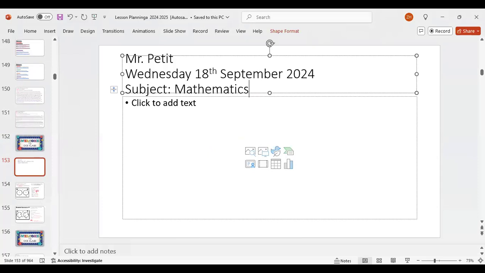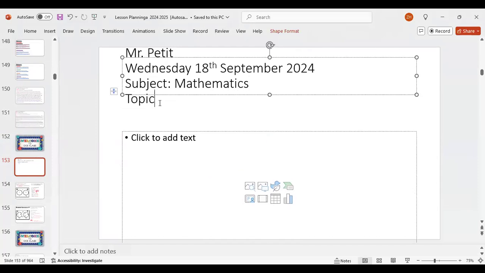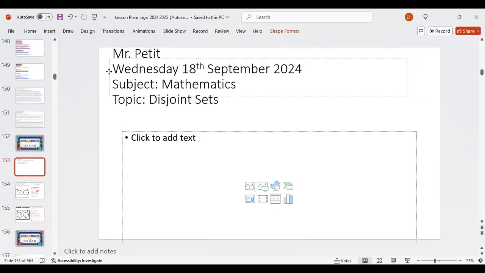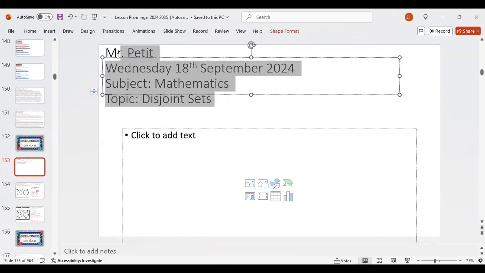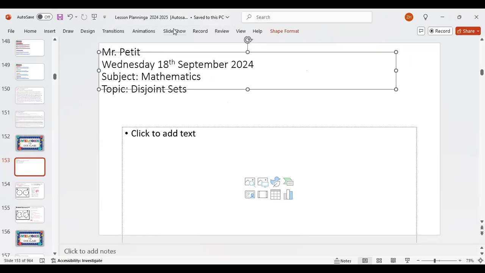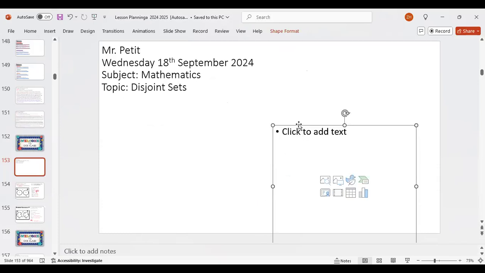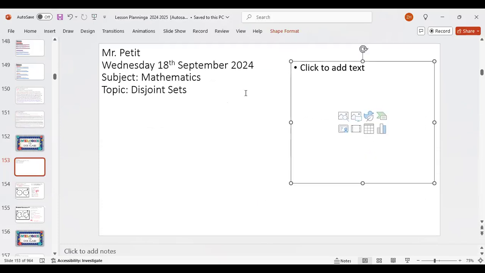We're still on set theory, and we're going to be looking at disjoint sets. Now when we say a set is disjoint, what does that mean? Two different circles. Does that mean that we have an intersection? No, sir, it's not connected. So we have no overlapping circles. We're going to be looking at a case in questions where there's no overlapping circles.